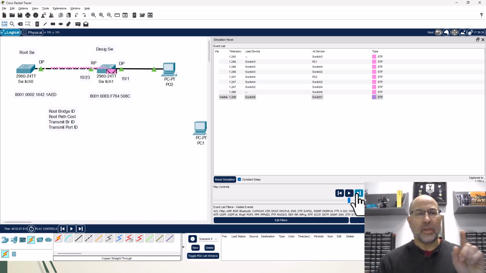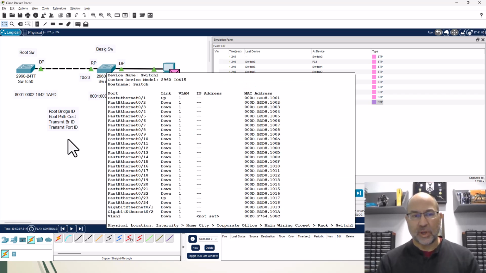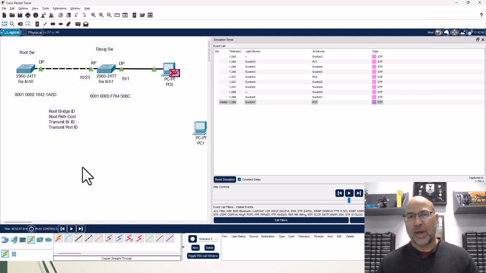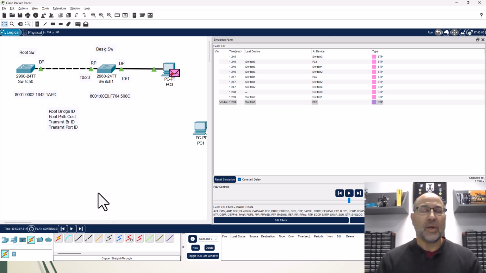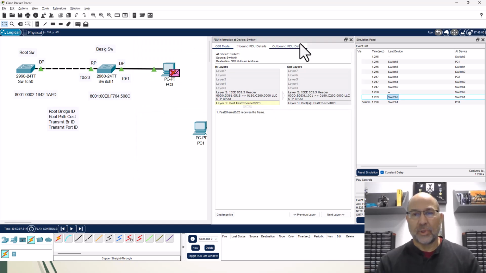So the root switch sends out a BPDU, and then shortly after that, this switch, which is a designated switch because it's got the shortest path cost to the root, right? We're going to use these terms a lot. So let's take a look at what a BPDU looks like.